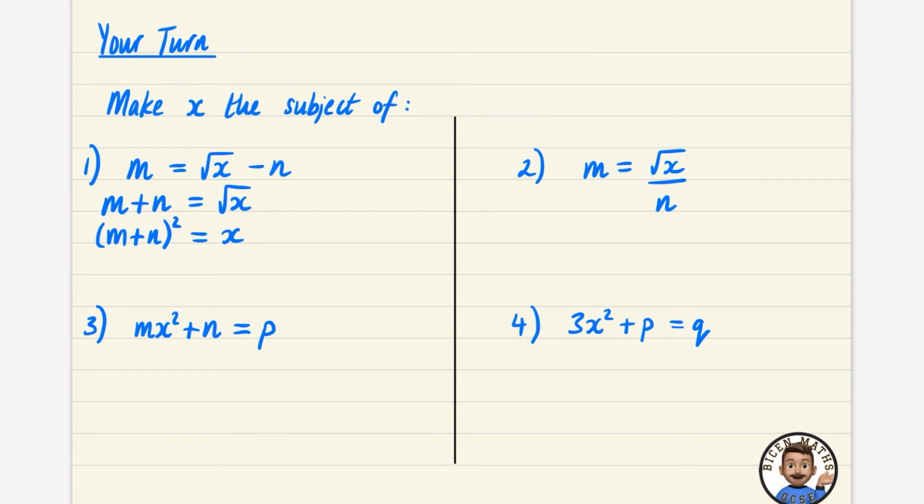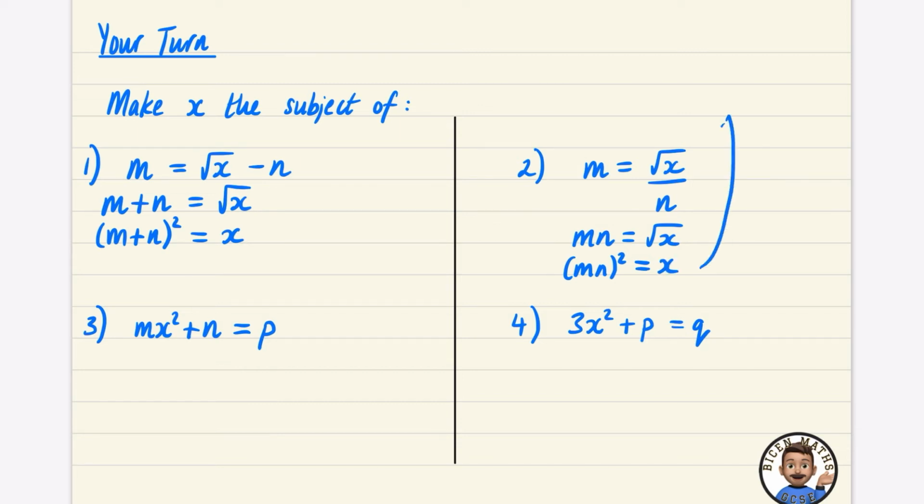Now question 2, I need to get x as the subject, so I'm going to first of all multiply by n, so mn equals the square root of x, and then I'm going to do the squaring part. Now when I do the squaring part, I'm going to square the whole thing with brackets, so that you get this. So you get mn all squared.